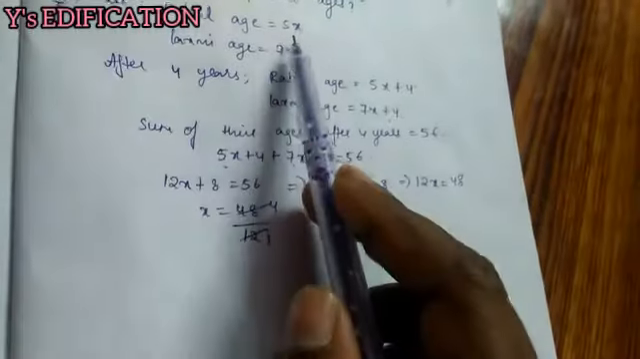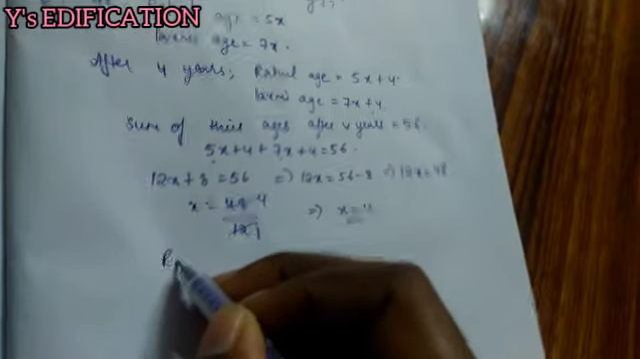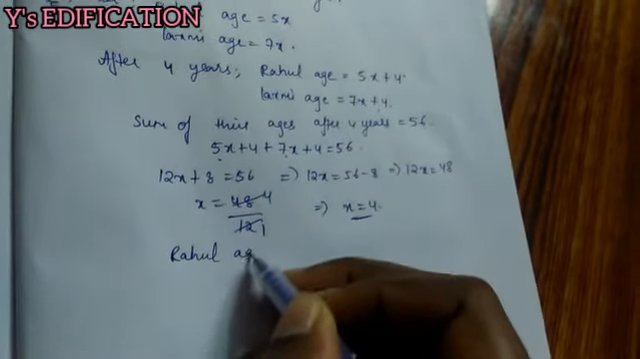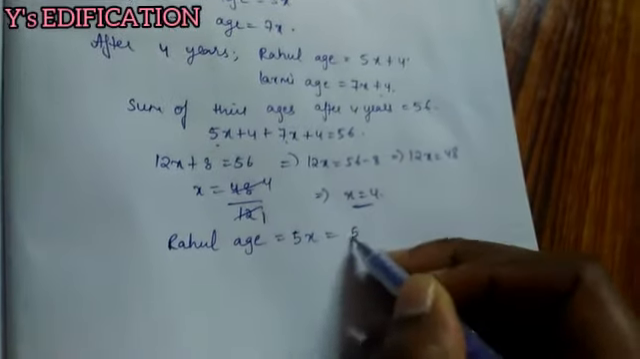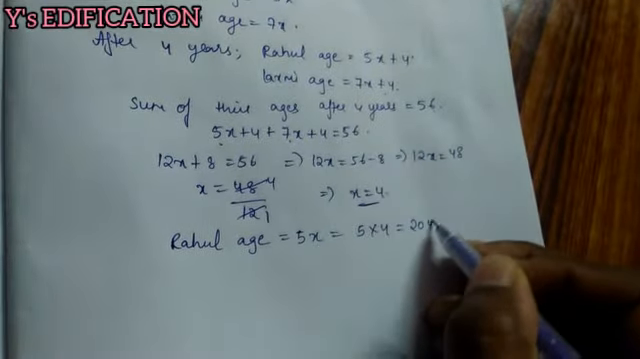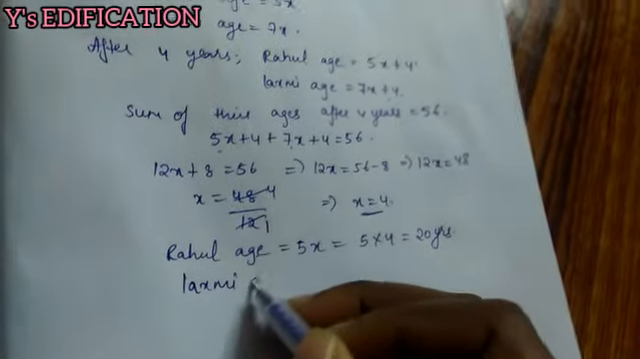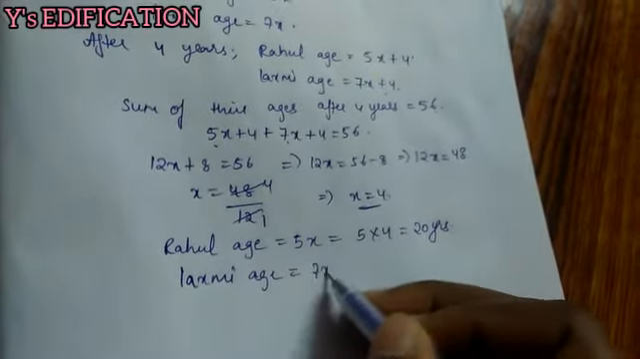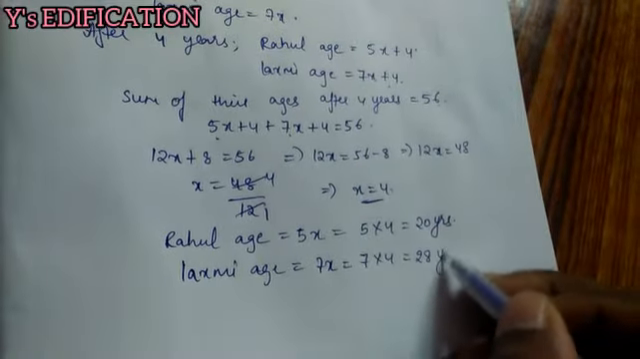We have to find the present age. So the present age of Rahul is 5x and Lakshmi's age is 7x. So what is Rahul's age here? 5x. So 5 into 4 is 20 years. What is Lakshmi's age? Lakshmi's age is in the ratio 7x. So 7 into 4 is 28 years.